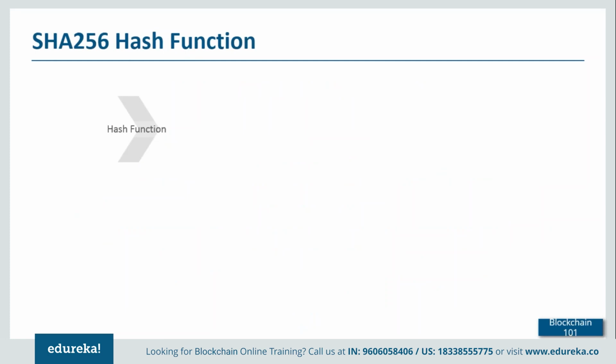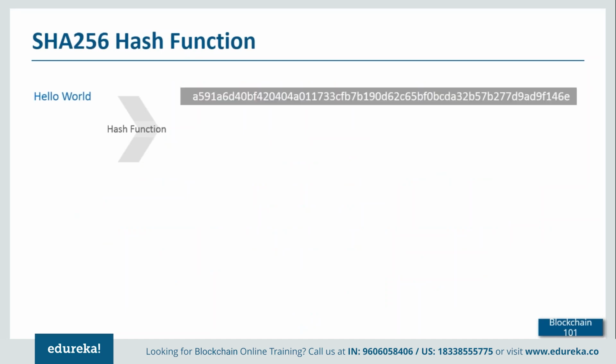Now, to give you a better understanding of how the hash function works, let's take an example here. Let's say I'm going to give hello world as an input to the hash function. It is going to give me a corresponding output. Now, looking at this output, I'm quite sure none of you can guess that hello world was the input. And this algorithm is so complex that even if you make a slight change to the input, the output value completely changes. Let me show you that with this.